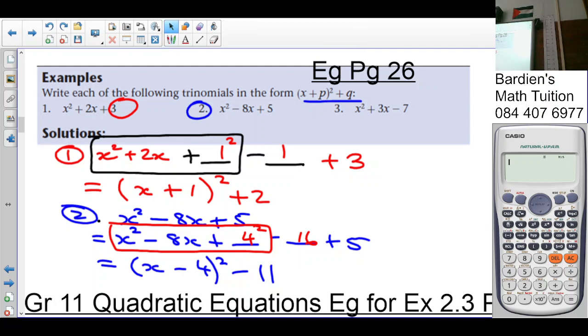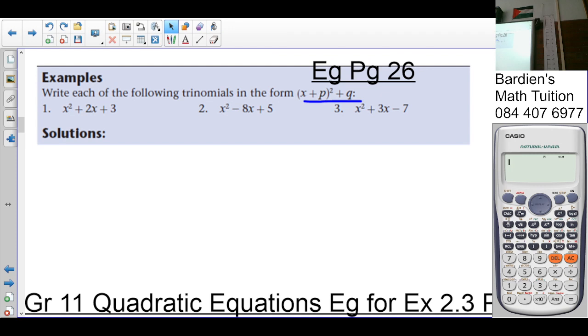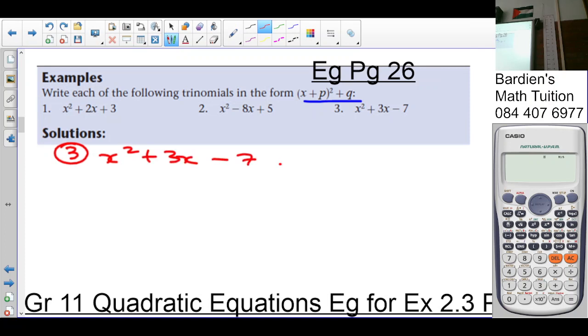Let's try number 3. Okay, number 3. We've got x squared plus 3x minus 7. Where do we start? We must find the third term. So it's going to be x squared plus 3x plus a number to complete the square with, minus the same number, minus 7.